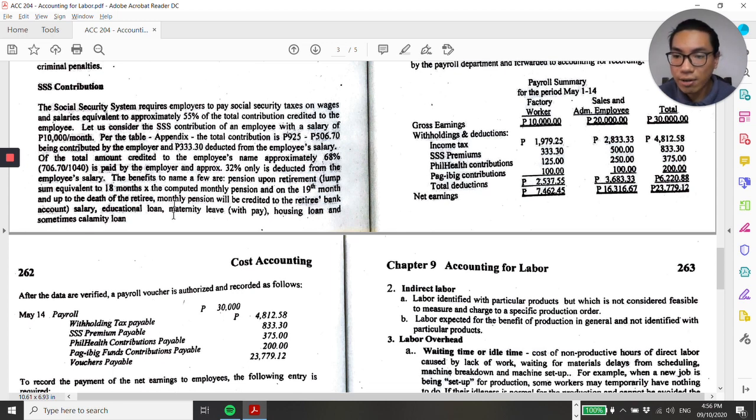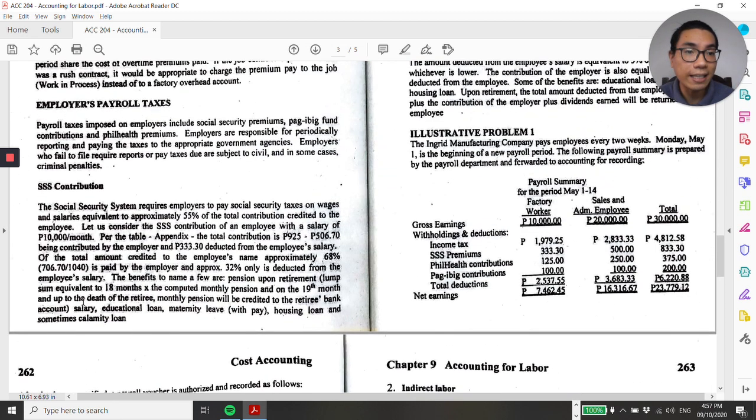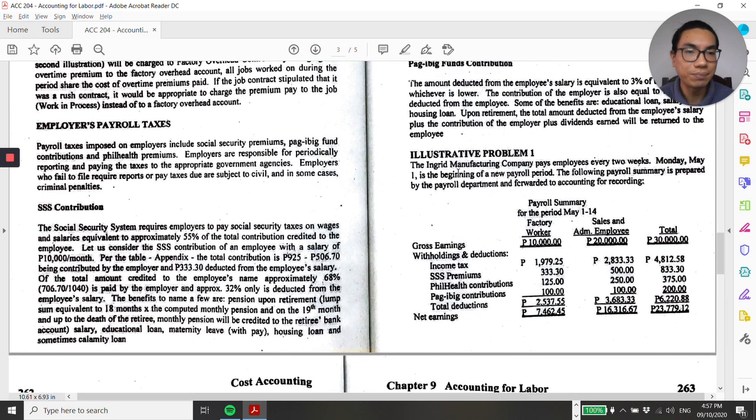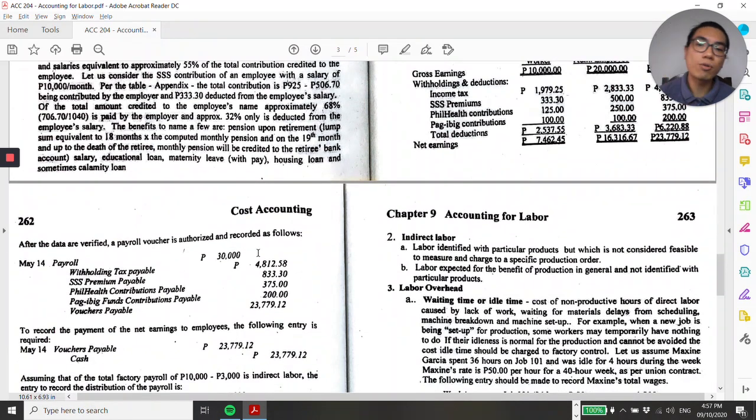And for those scenarios where they issue later, certain companies have a pay period, for example, May 1 to 15, and then the payout is after 5 days or the day after the 15th. So it depends on the company's policy. But for this particular illustrative problem, let's assume that the payout to the employees is also on the 14th.